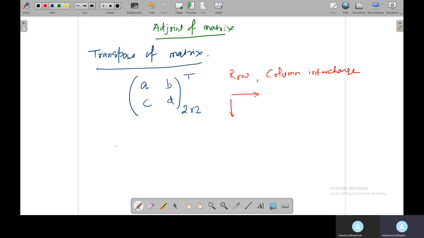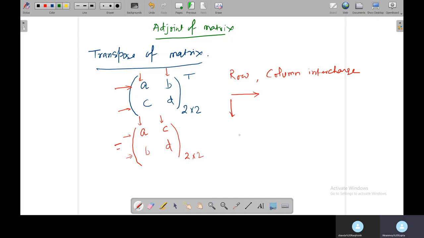Let's see. If I'm going to do transpose of this matrix, whatever is in the row, that means AB, it will be in column, and whatever is the second one, it will be coming as column. So if you consider row wise, row has become column. And if you consider column wise, it has become row. Isn't it? So that's why I call it a row-column interchange. This is called transpose. Now, is it applicable for 3x3 matrix? Yes, it is applicable there also.